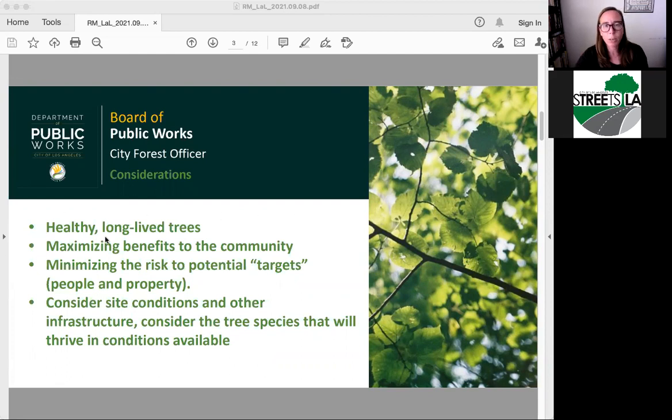And I'm just going to flag one more time, this healthy, long-lived component. If we're going to invest resources, city funds, into planting and maintaining trees over the course of their lives, we want to make sure that that initial investment really pays off, that we have plants that can do really well over a long period of time and be healthy, not just surviving in the space, but really thriving in our communities and providing significant benefits.